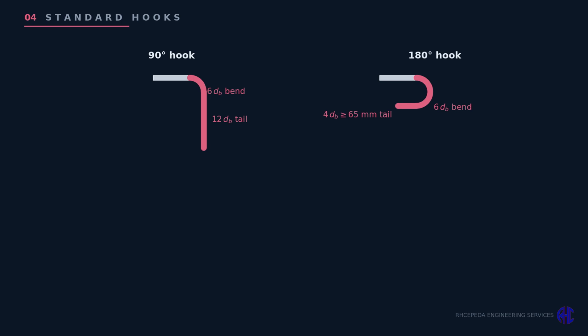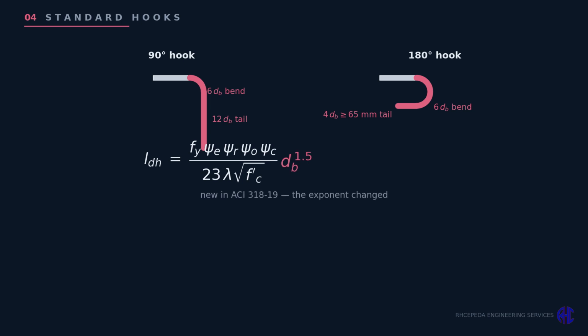But what if the length simply doesn't fit, at an edge column, say? Then we bend the bar into a standard hook. A 90-degree hook turns through a bend of 6 bar diameters, then runs a tail of 12 diameters. A 180-degree hook doubles back, with a tail of 4 diameters, at least 65 mm.